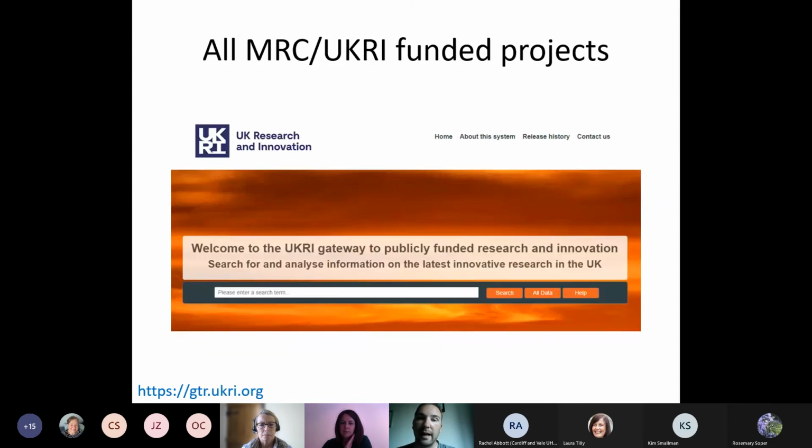calls. And MRC and UKRI, similar to the NIHR database of funded research, they also have a similar database, which is called the UKRI Gateway. This is the link where you can look at successfully funded projects, which again is really helpful when developing and shaping your own idea.